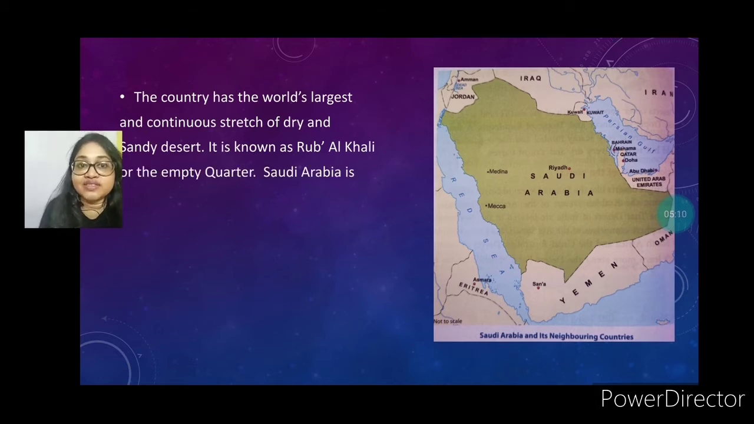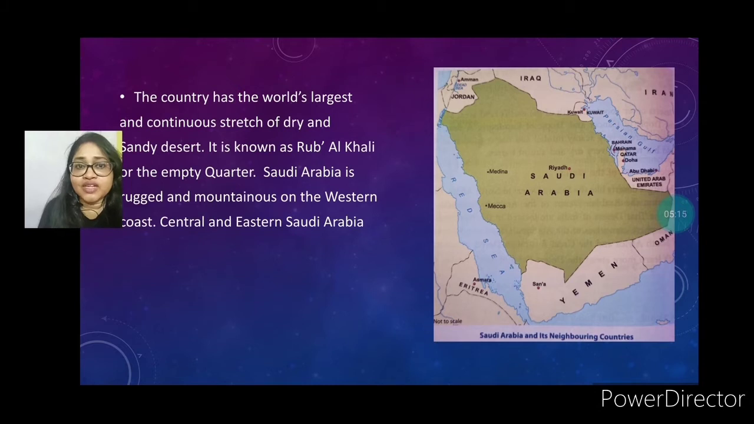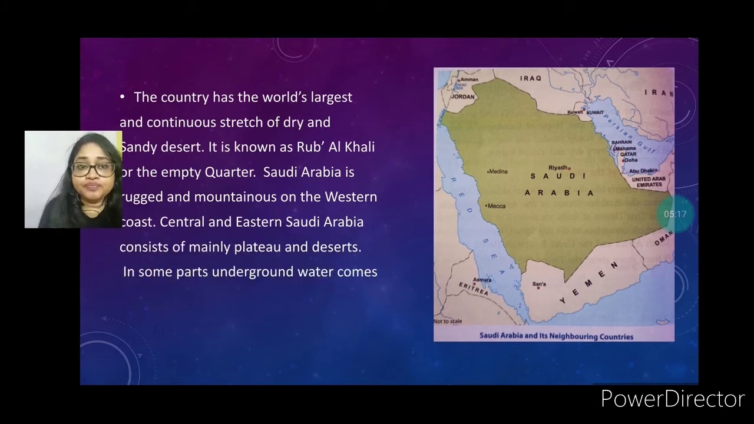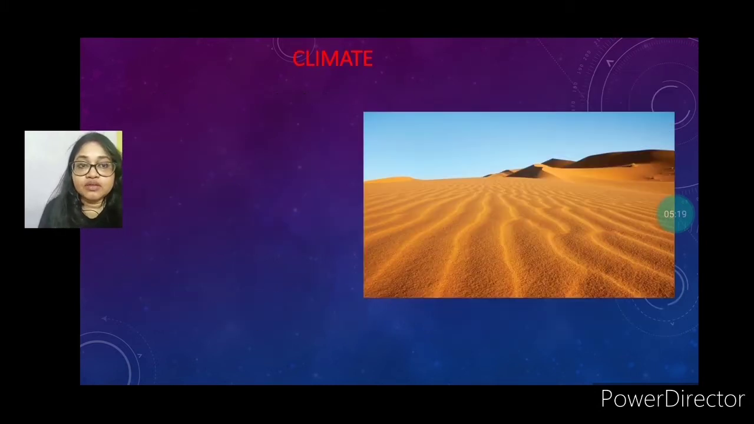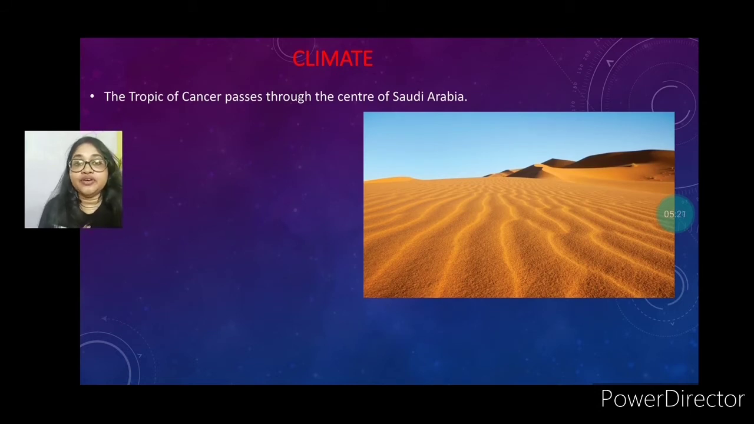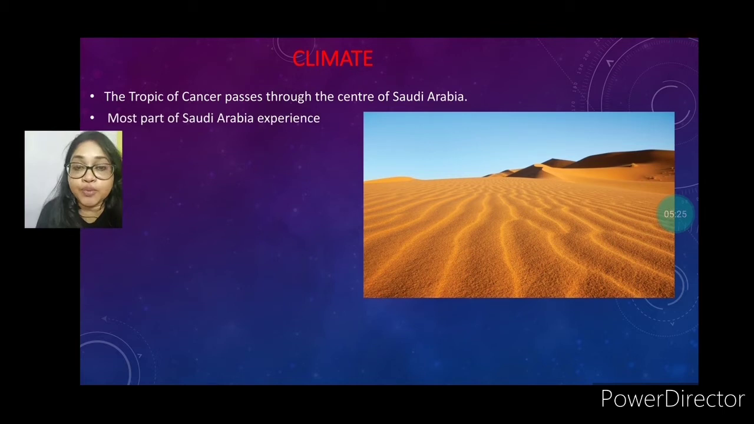It is known as Rub' al Khali, that is also known as the Empty Quarter. Okay, next one is the climate. We will discuss the climate. The Tropic of Cancer passes through the center of Saudi Arabia.